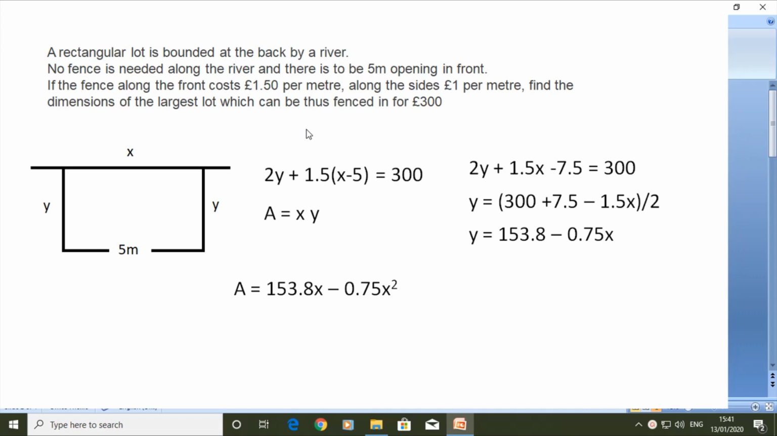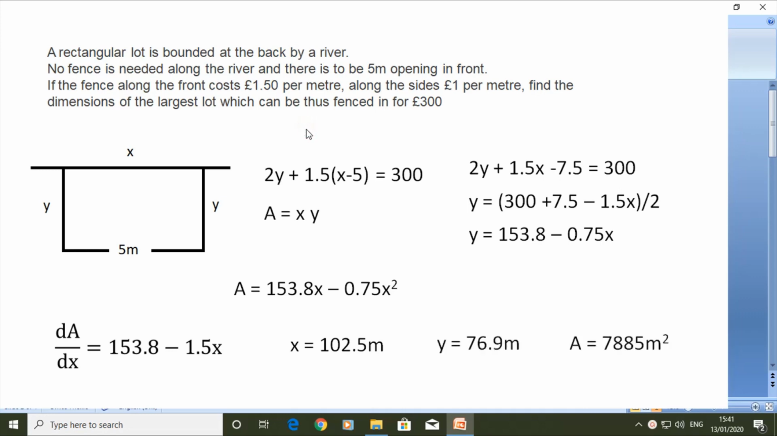Differentiate it. So dA dx is that. And for the maximum, I put that equal to 0. And we get a value of x of 102.5. Once we have a value of x, then we can work out a value of y, and we can work out the maximum area. And again, the second derivative, if we differentiate it again, we get minus 1.5. So the second derivative is negative, so that will be a maximum.